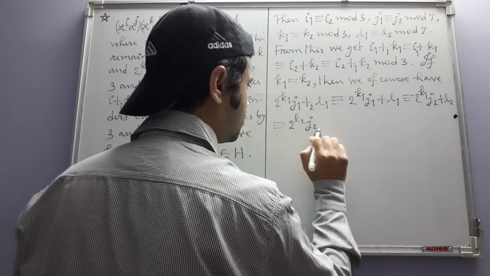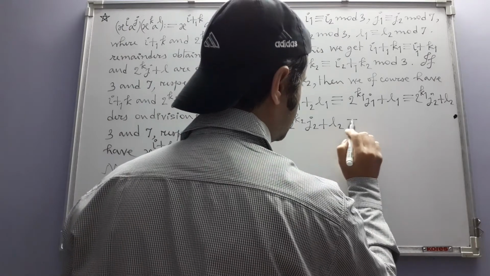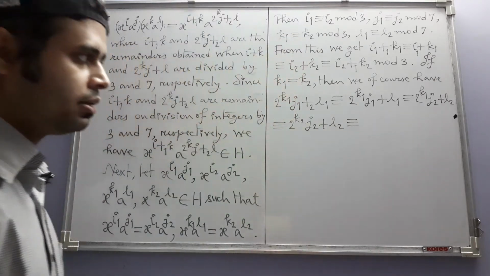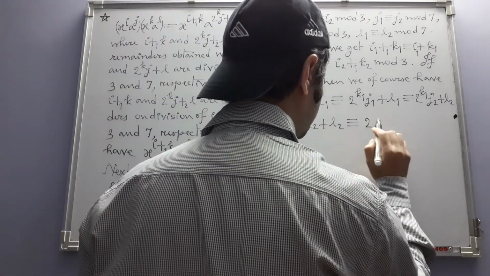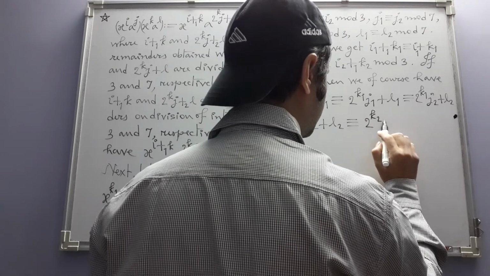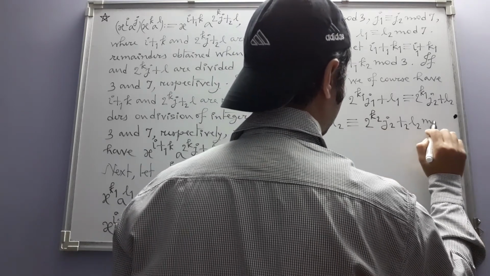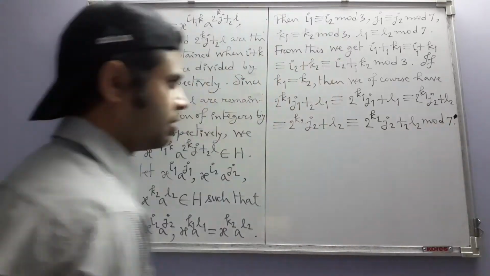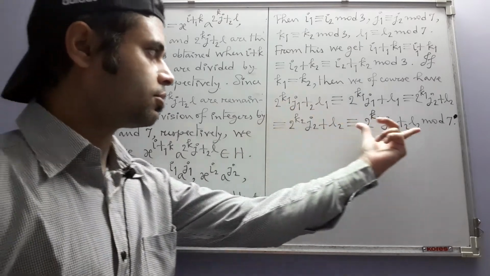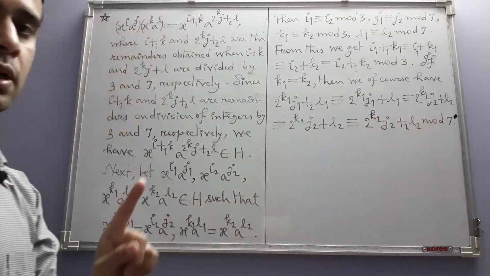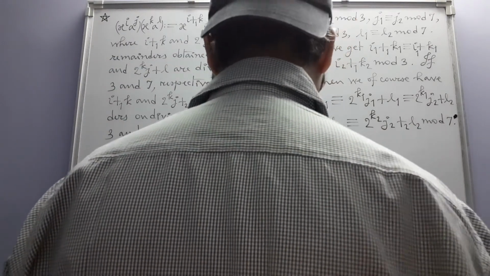2 to the power k2 j2 plus L2, and this thing is congruent to the remainder that we obtain when we divide this by 7, that is 2 to the power k2 j2 plus L2 mod 7, and so this is congruent to this mod 7 if k1 is equal to k2. Now what happens if k1 is not equal to k2?